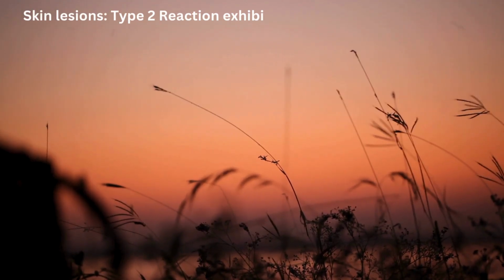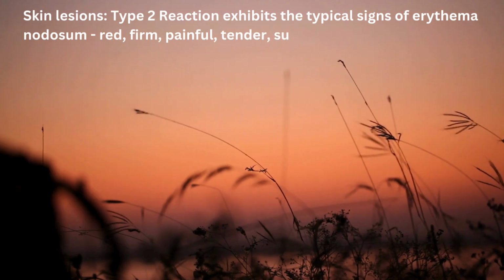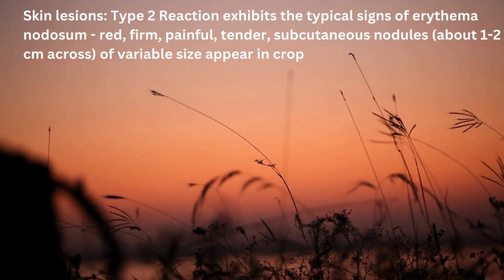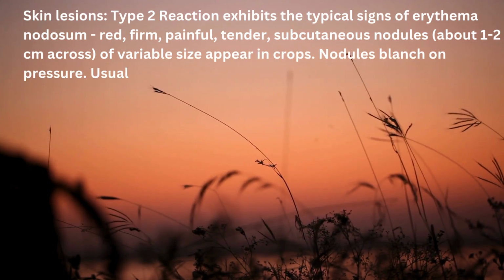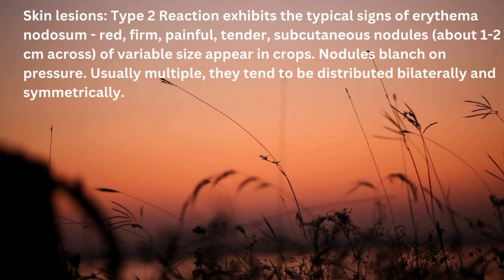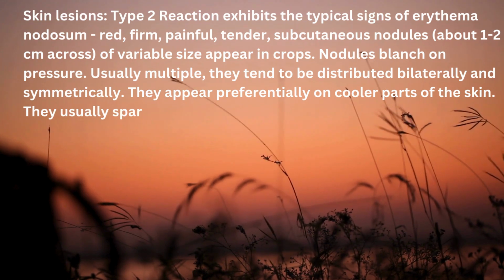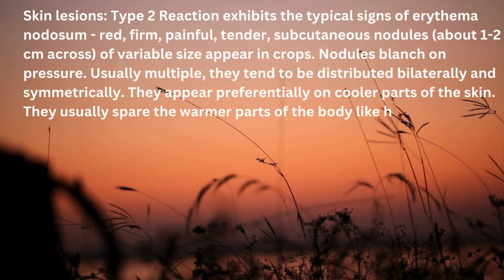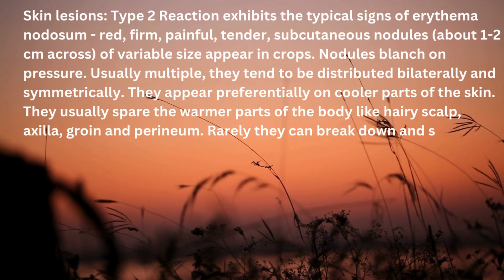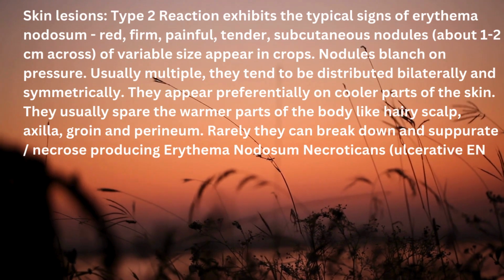Skin lesions. Type 2 reaction exhibits the typical signs of erythema nodosum: red, firm, painful, tender, subcutaneous nodules, about 1 to 2 centimeters across, of variable size, appear in crops. Nodules blanch on pressure. Usually multiple, they tend to be distributed bilaterally and symmetrically. They appear preferentially on cooler parts of the skin. They usually spare the warmer parts of the body, like hairy scalp, axilla, groin, and perineum. Rarely, they can break down and suppurate, producing erythema nodosum necroticans, ulcerative ENL.